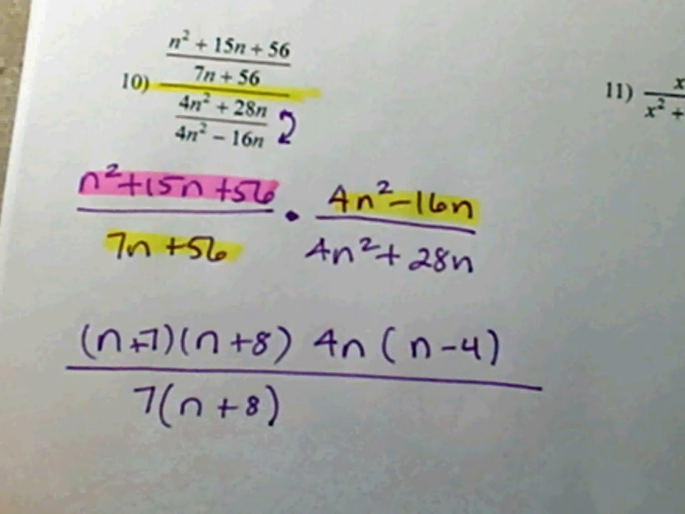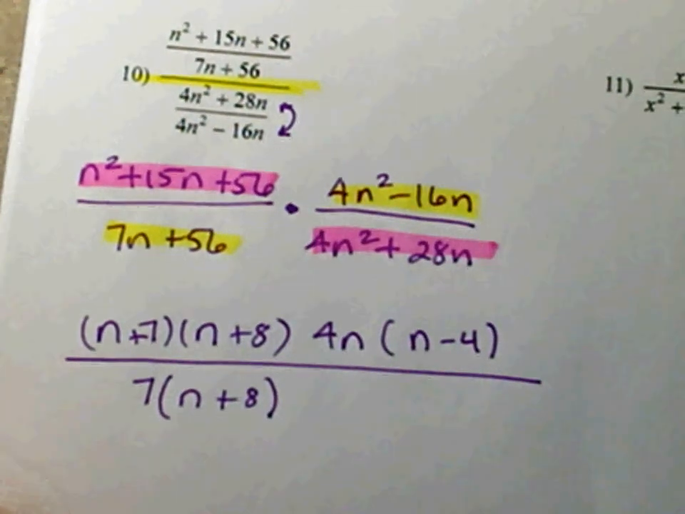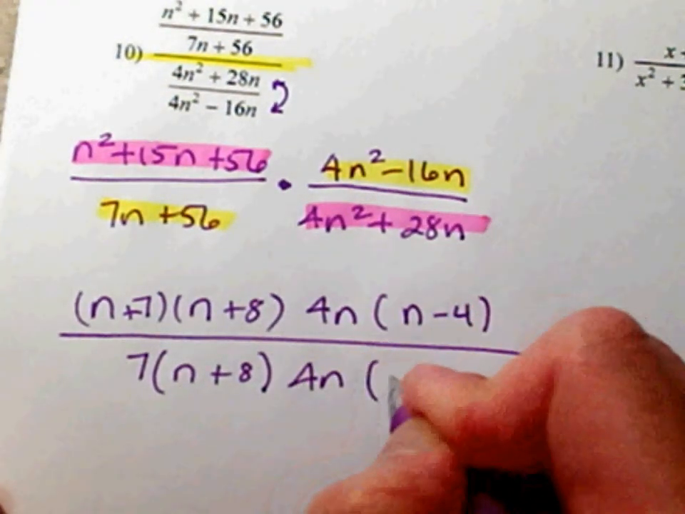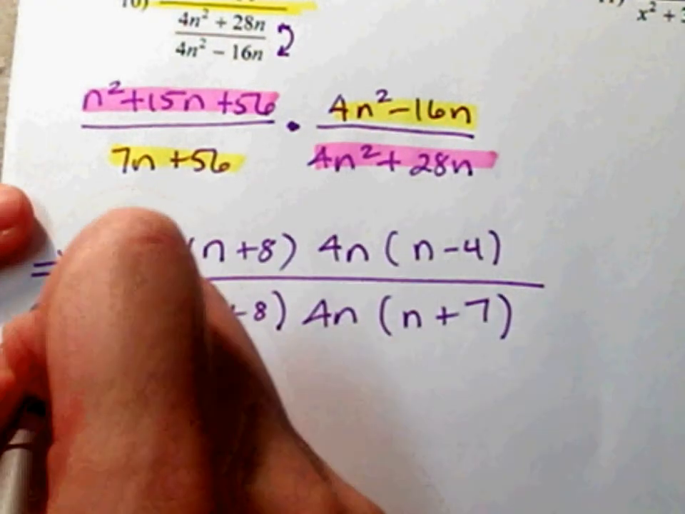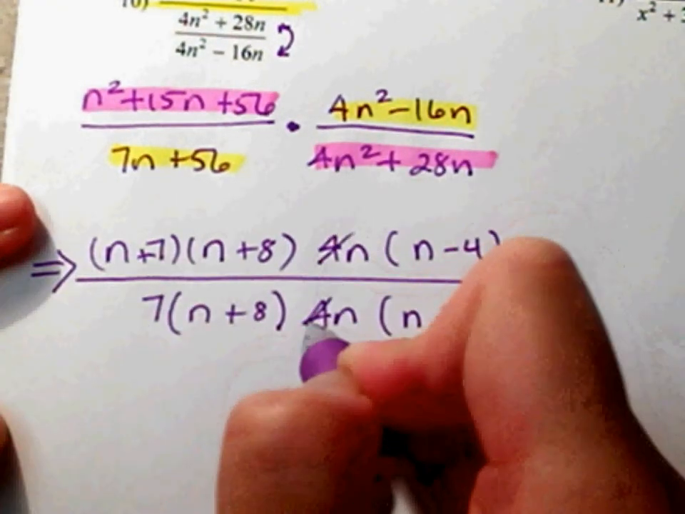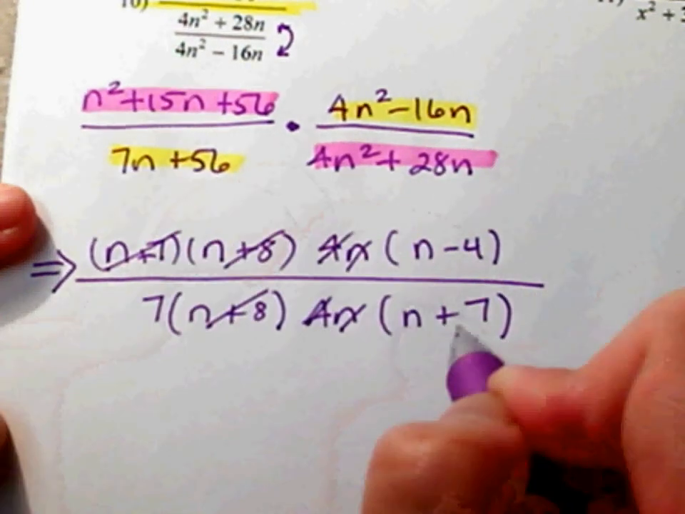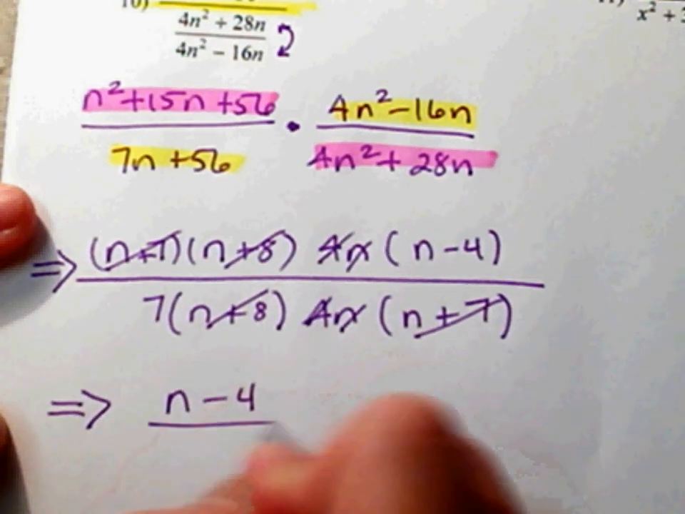Look at those guys. What do they have in common? A 4n. Factor out 4n, you have n plus 7. Now take a look and see what you can cancel out. 4 cancel, n cancel, n plus 8 cancel, n plus 7 cancel. So all you have left is n minus 4 over 7. It's number 10.